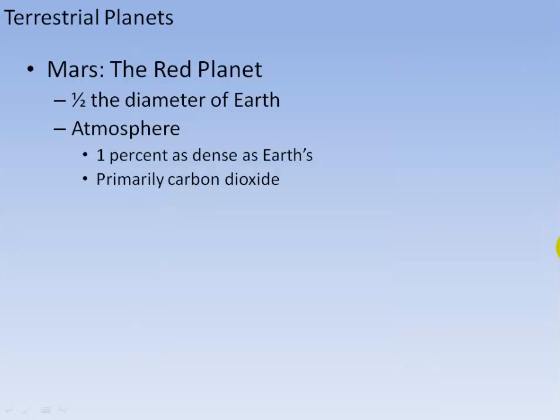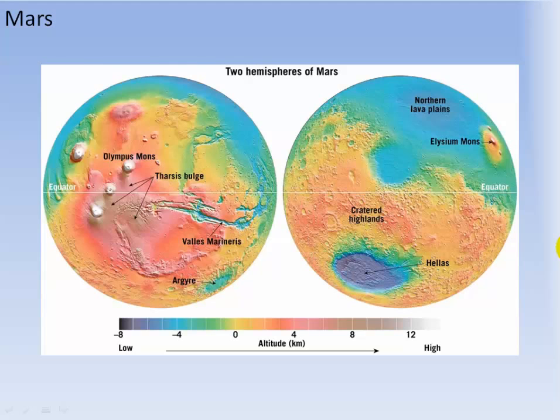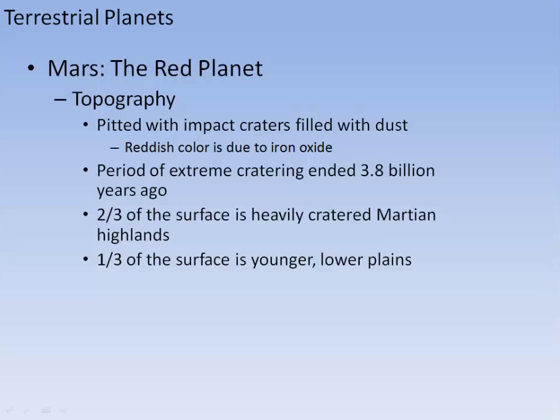Mars, the red planet, is half the diameter of the Earth. Its atmosphere is 1% as dense as the Earth's, primarily carbon dioxide. There are 2 hemispheres on Mars, and Mars is home to the largest volcano in the solar system, Olympus Mons. It also has some of the largest canyons. Topography: pitted with impact craters filled with dust. The reddish color is due to iron oxide.